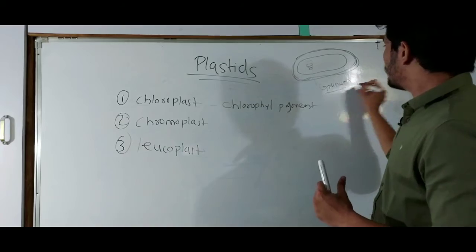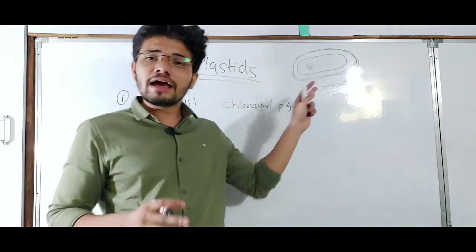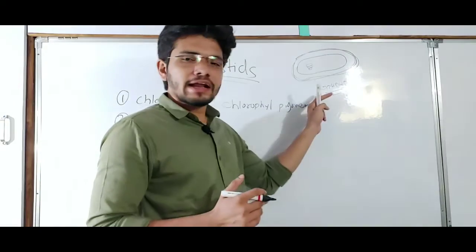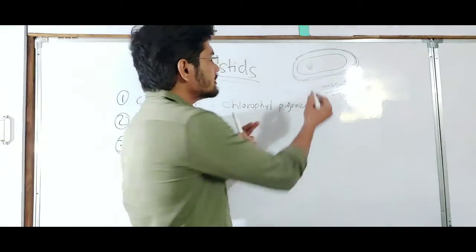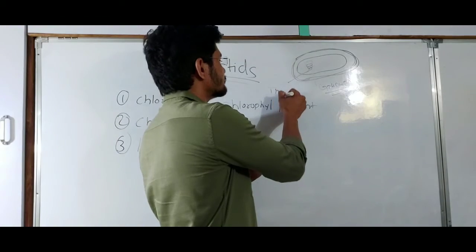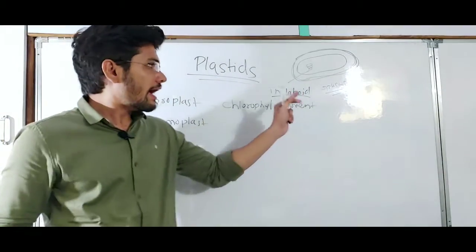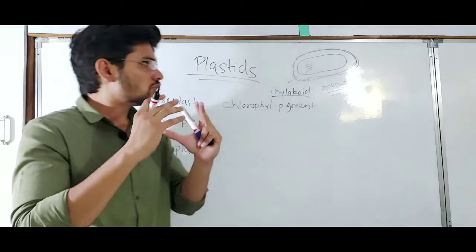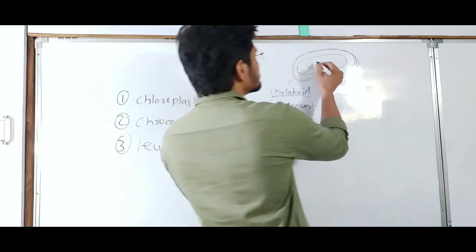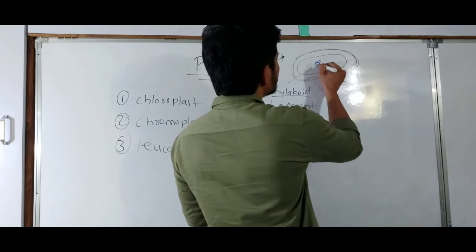Granum is the singular form and grana is the plural form. These grana are present in the chloroplast, and each granum is made up of many thylakoids. One disc or coin like structure is known as a thylakoid, and many thylakoids placed over each other make one granum. There are many grana present inside the chloroplast. Let's say this is one granum, and this is the other. Let me take another color. So this is the other granum.